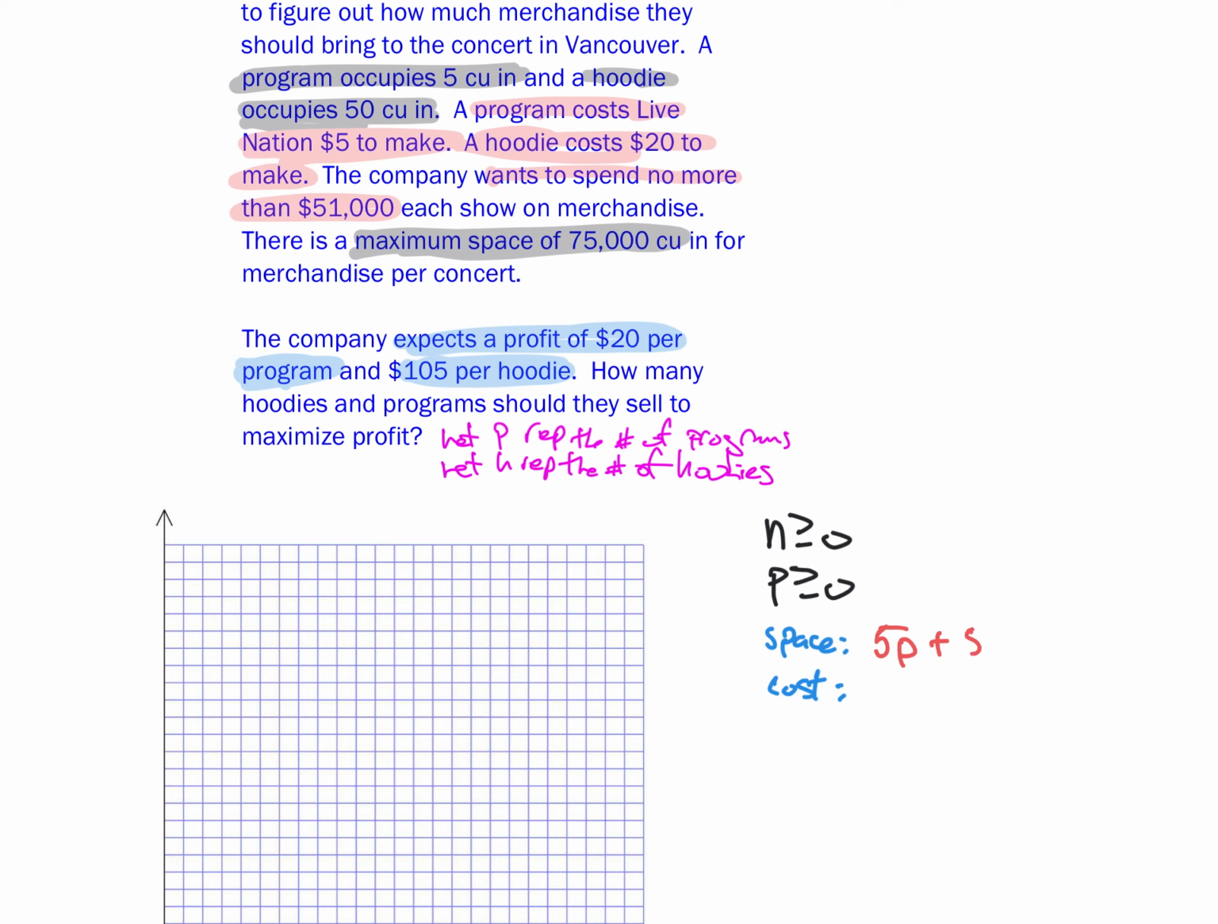5P plus 50H is less than or equal to 75,000. So there's our inequality that has to do with space. What would our inequality be for cost? 5P plus 20H has to be less than or equal to 51,000. Yes. Perfect. Good. So those are our inequalities.